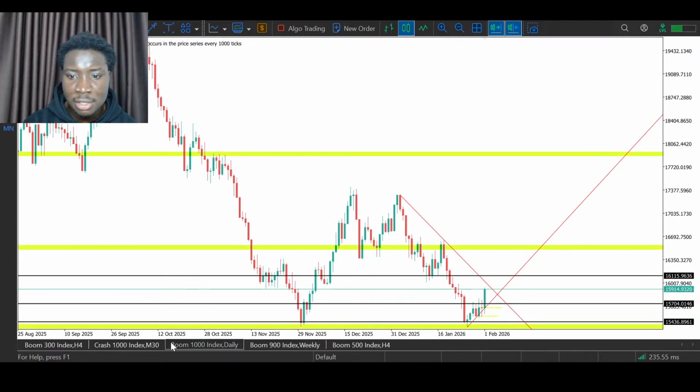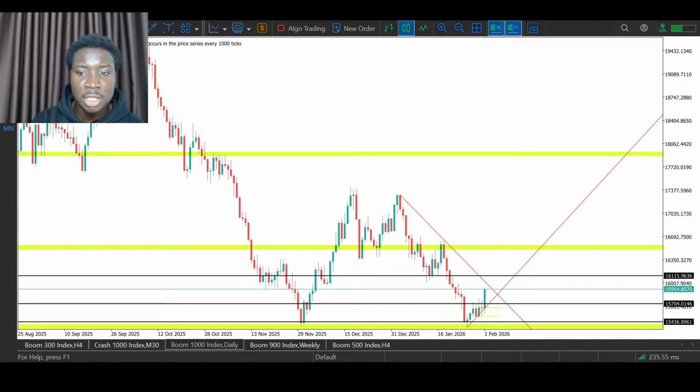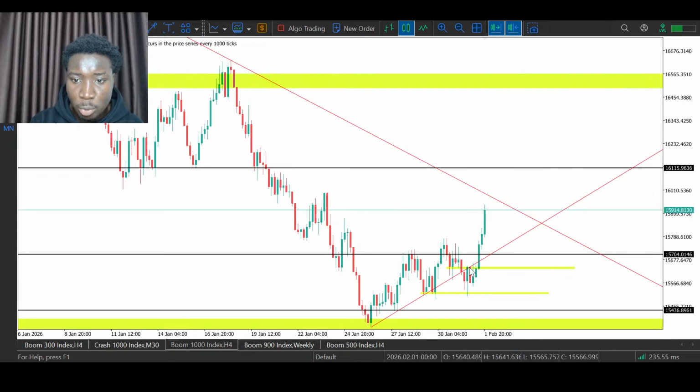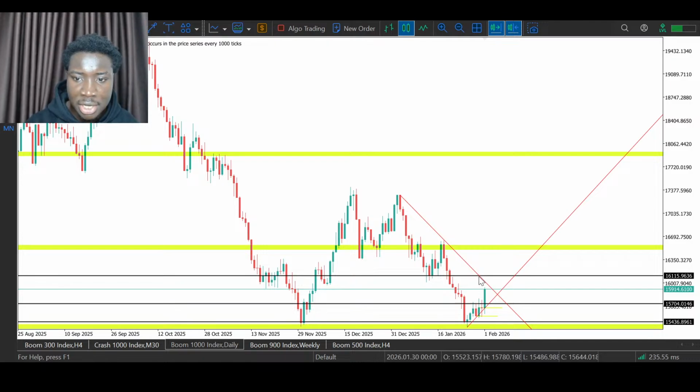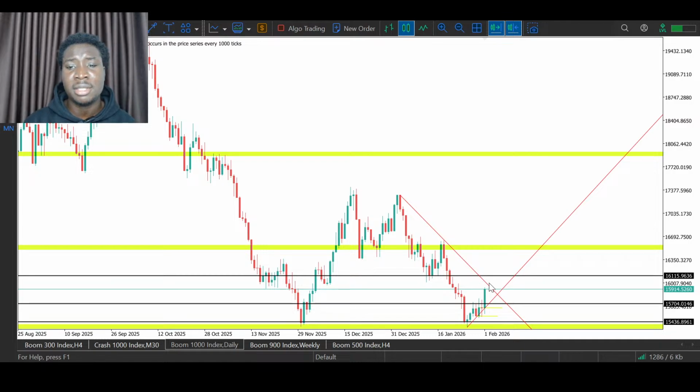Then next up, I'm waiting for boom 1000. I was expecting it to bounce off here, which it did, but it failed to continue going down. I was a little bit skeptical, but it went up. It's going for a big retracement. So if this market gets here, either it bounces off this 16115 or it bounces off this trend line, but there are other criteria that need to be met. So I'm still going to be on the waiting side here. If I start trading it this week, I'm also going to send a pictorial image for you so you can maximize it and you can bank on it.